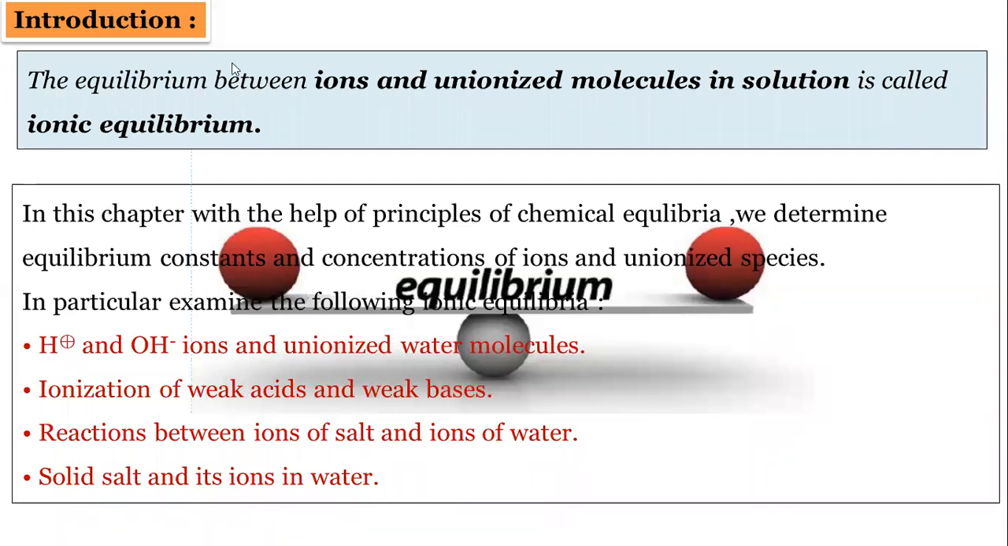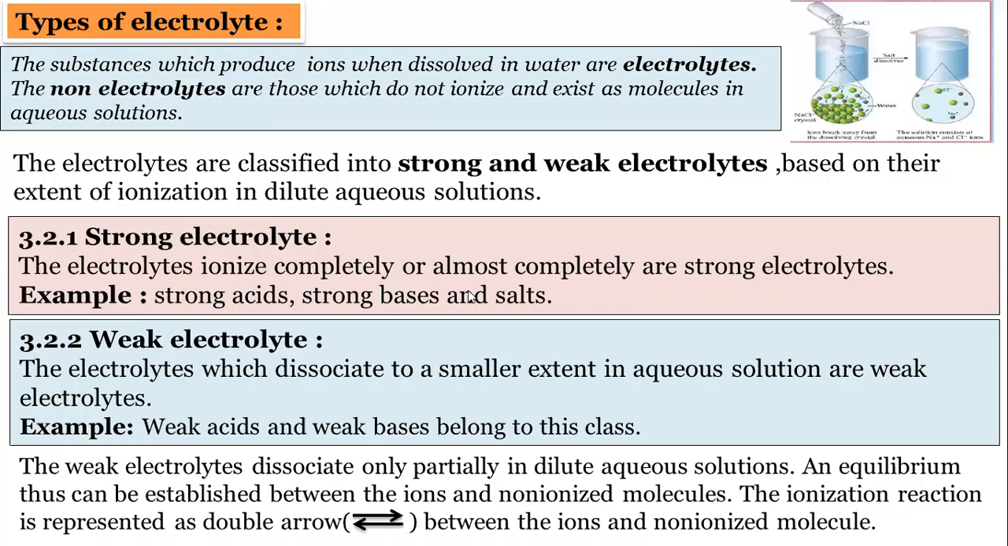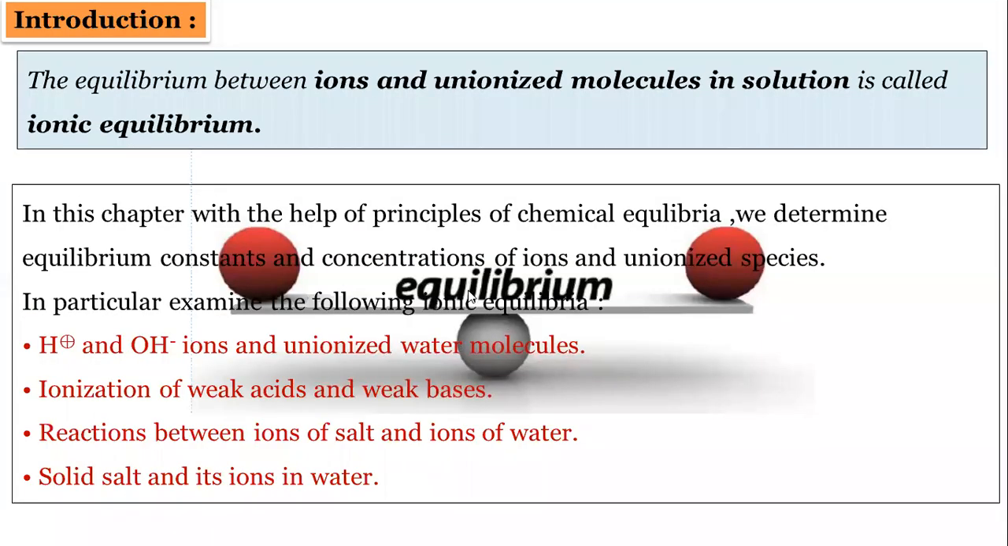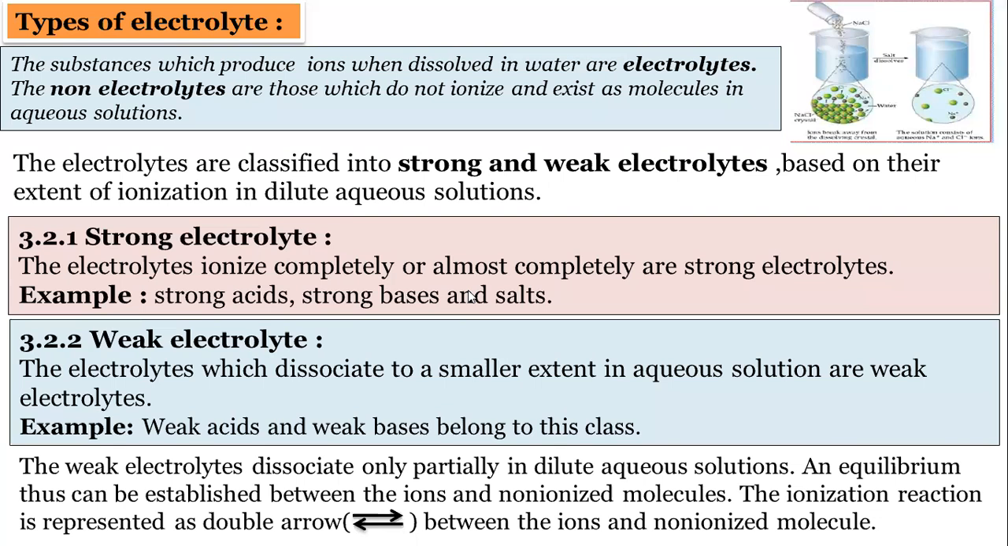On this introduction part, no question will be asked for the board exam. Remember, this definition will also not be asked. So forget about this slide. This is only for your understanding, to show which content is included in this chapter. So remember, ionic equilibrium means the equilibrium between ions and unionized molecules. To understand this, what is meant by molecules and what is meant by ions, these concepts are already clear.